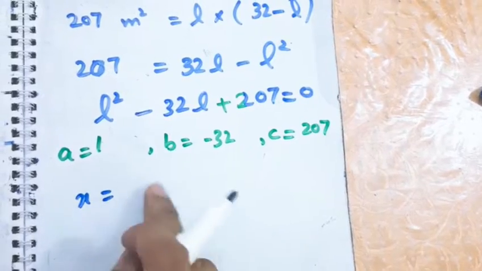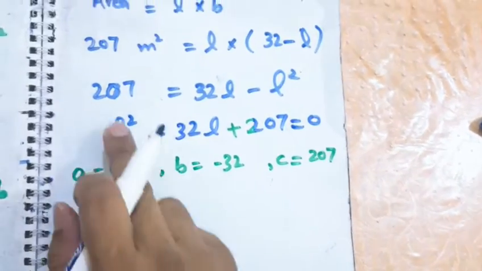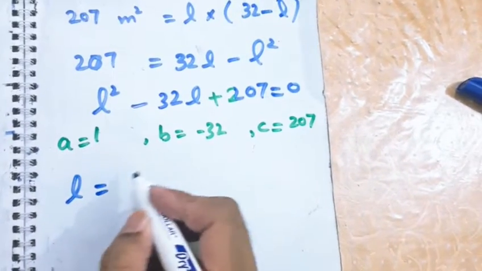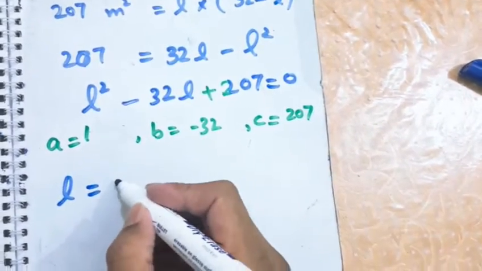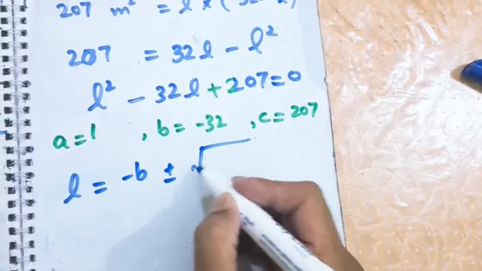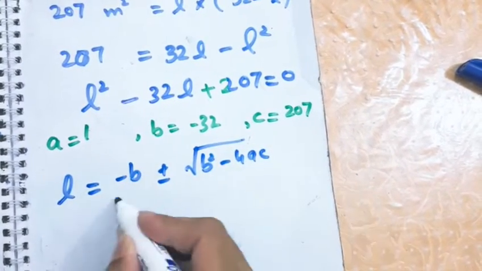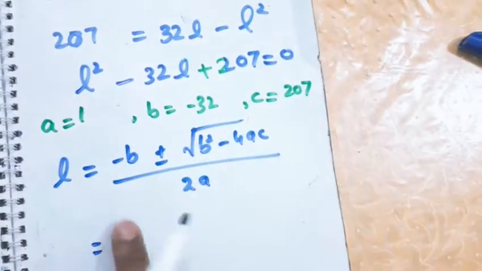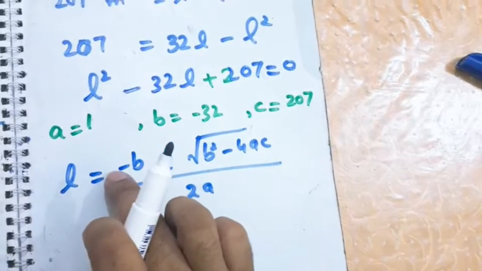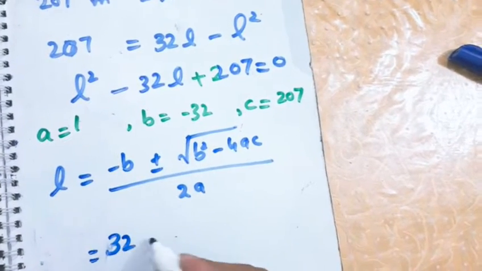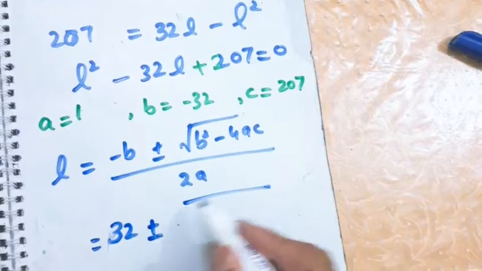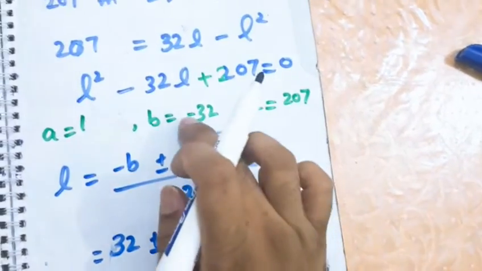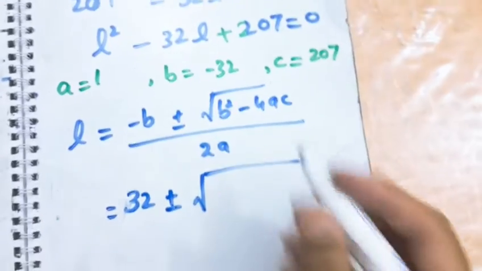X is equal to, since we have to find the value of L, our variable is L. So L is equal to, instead of writing X, we shall write L is equal to minus B plus minus square root of B square minus 4AC, over 2A. In minus B, B is already negative. After mixing with this minus, it will be positive. So I am doing some shortcut methods. Let's take the square of minus 32. Minus square will be positive, and 32 square.